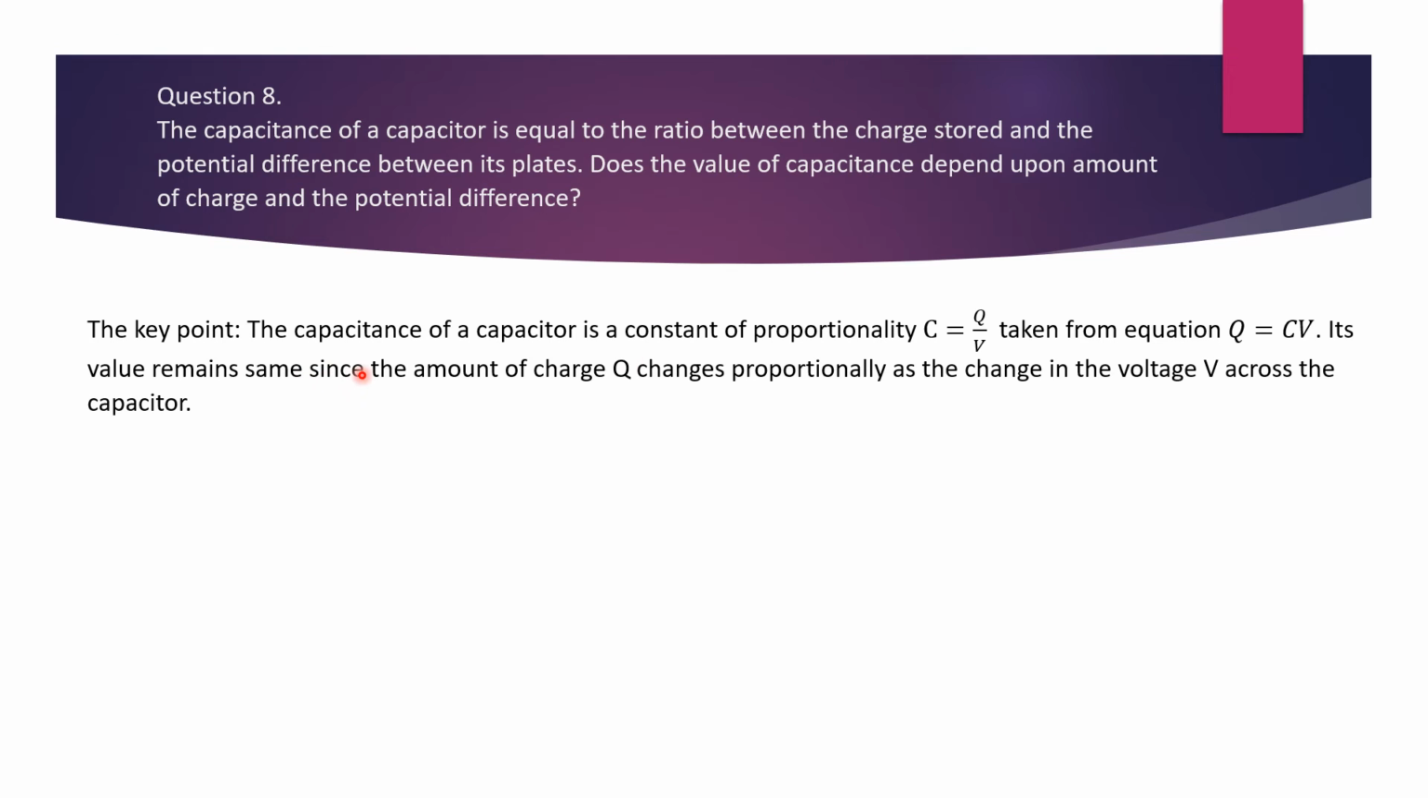The key point. The capacitance of a capacitor is a constant of proportionality. C is equal to Q over V. It's a proportion between the charge and the voltage, taken from the equation Q is equal to CV. Its value remains the same since the amount of charge Q changes proportionally as the change in the voltage V across the capacitor.